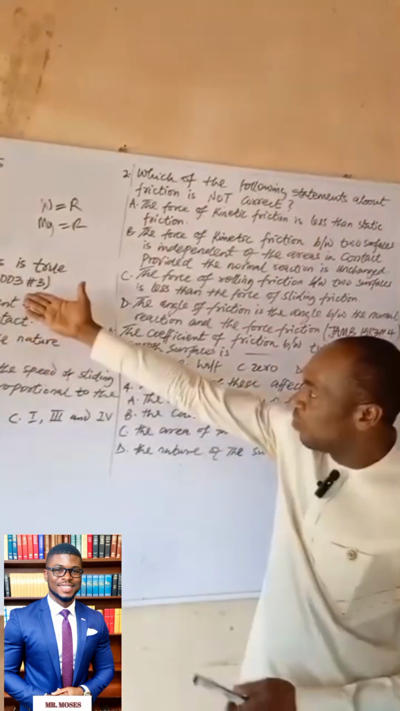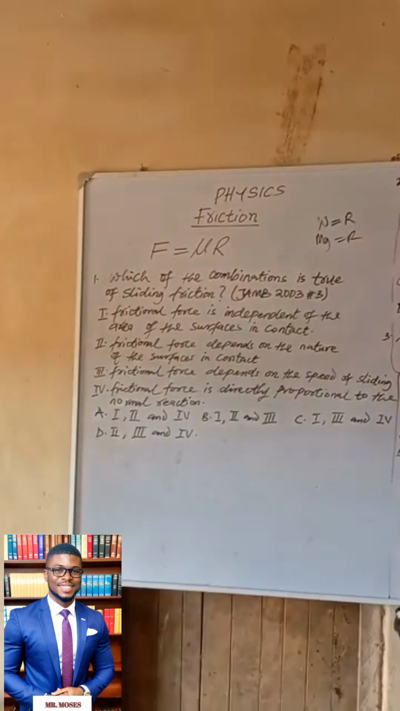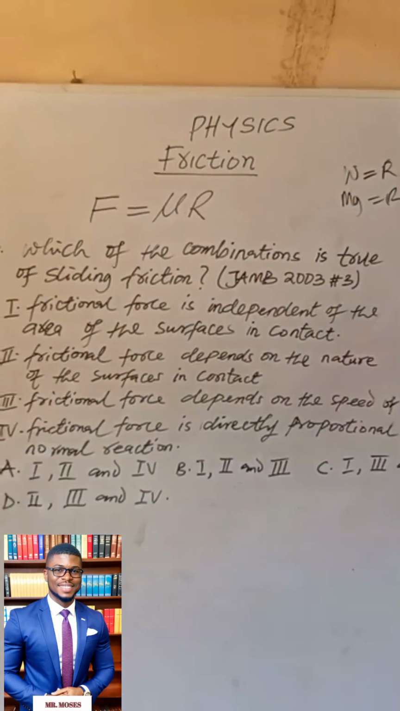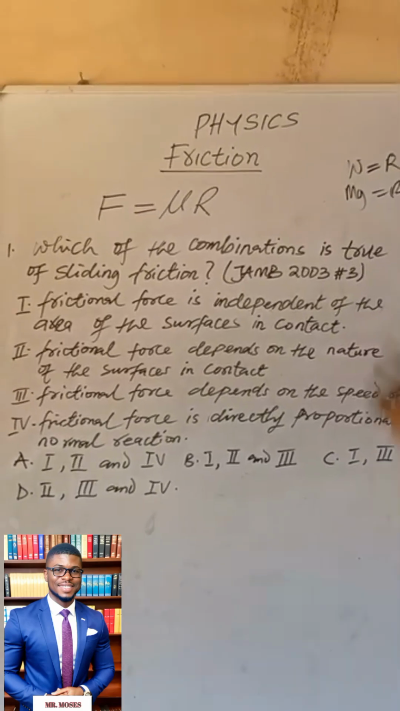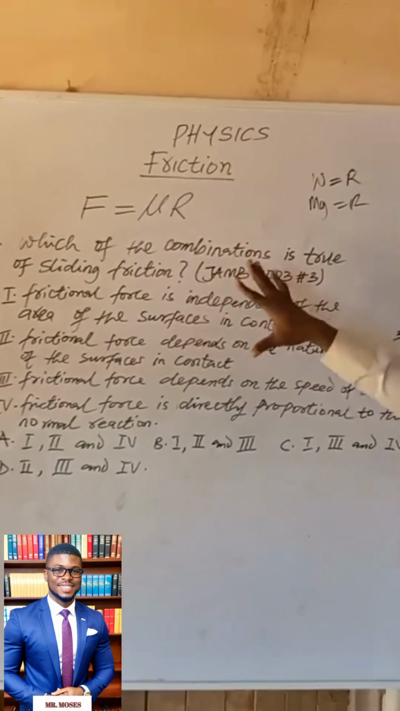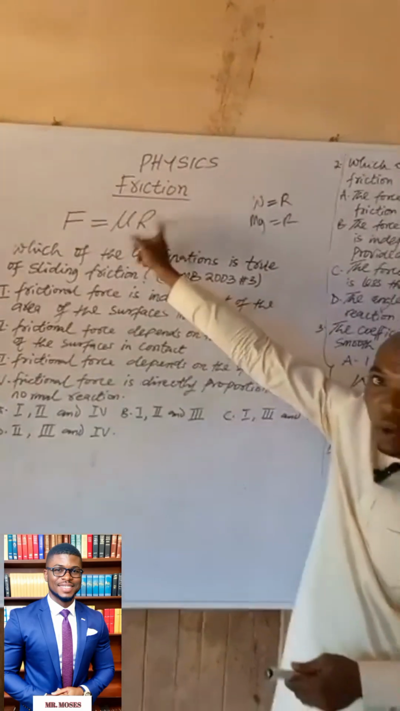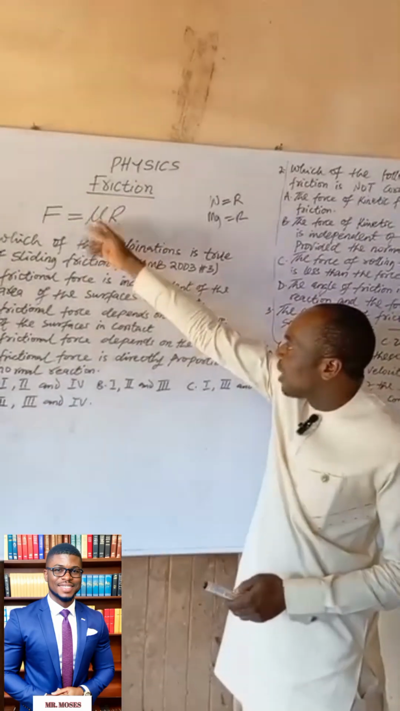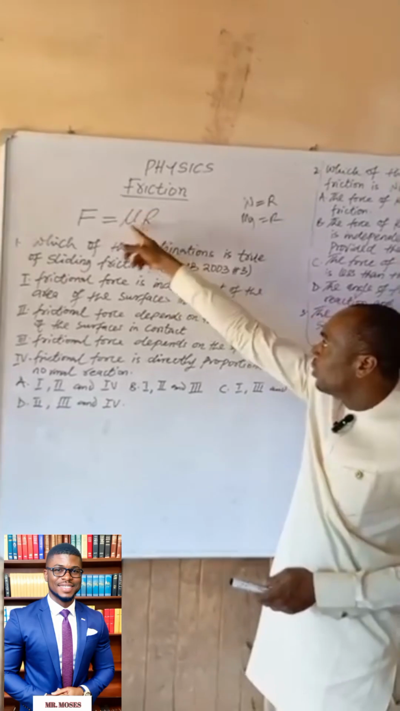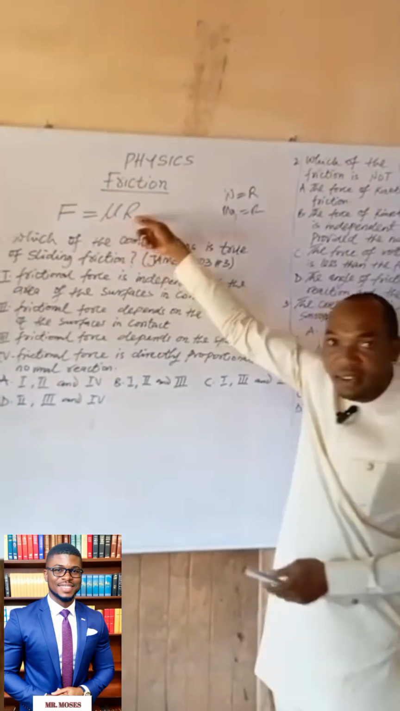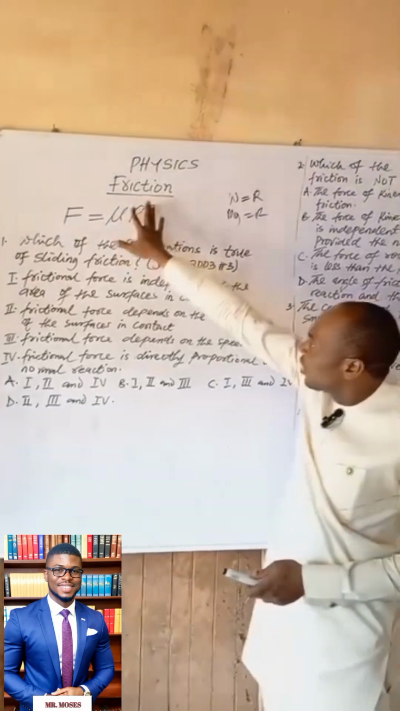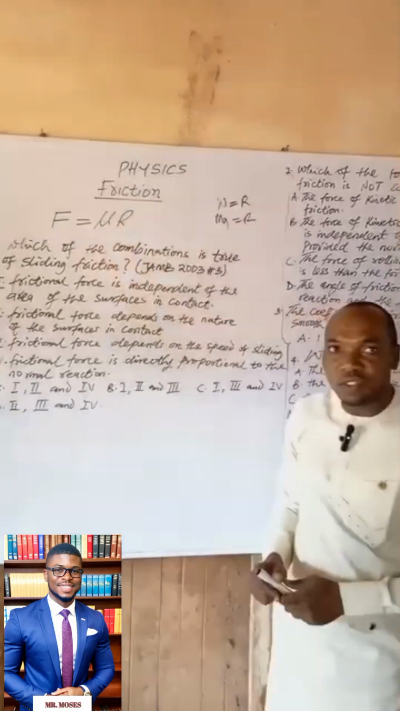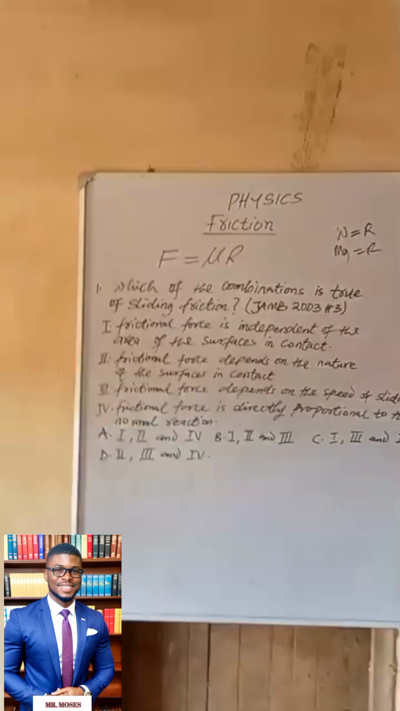Now we can see number one here. Which of the following combinations is true of sliding friction? That's JAMB 2003, number 3. When this kind of question comes up, you'll be able to capture what the formula is all about. The terms here, these parameters, the quantities, both mu, which is the coefficient of friction, and the normal reaction, they will tell you the relationship that the frictional force depends on these two quantities, the coefficient of friction and the normal reaction.